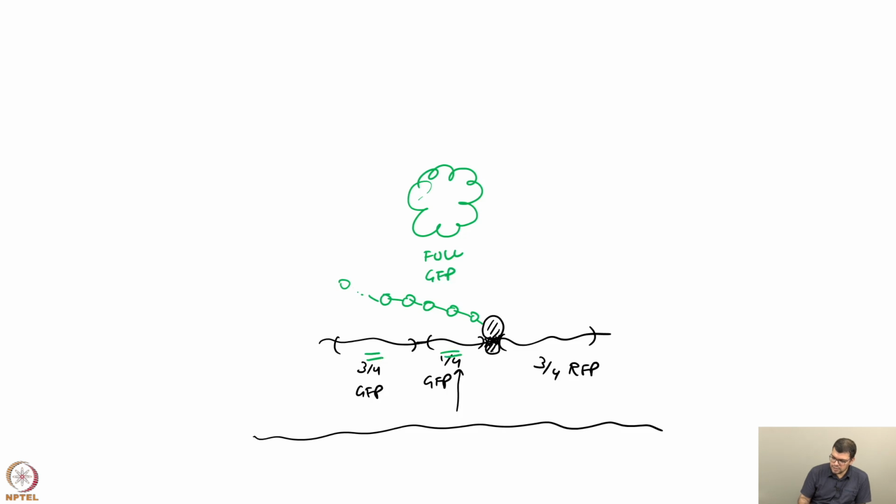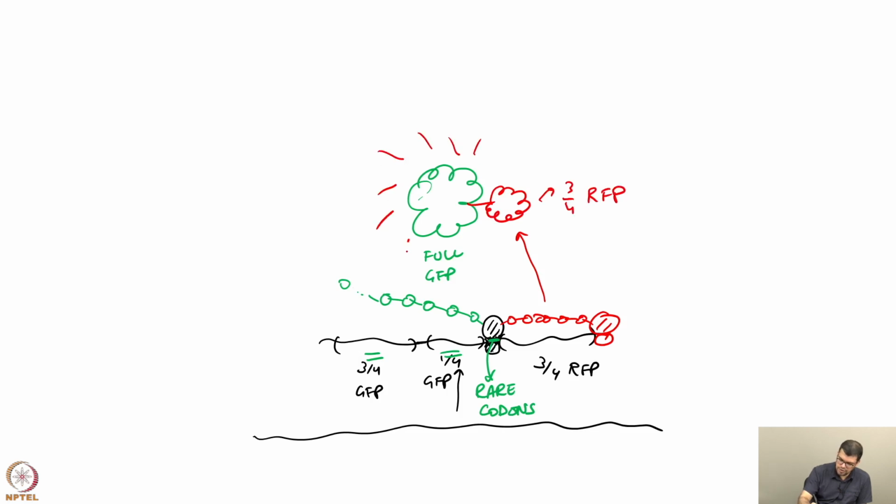And once these rare codons, these are the rare codons, are translated, then translation resumes and the rest of the protein is translated, and when the ribosome comes here, this is the rest of the protein. And eventually this will translate, and the net result of the folded structure would be this, where this is 3/4 RFP, and this of course will fluoresce as green.